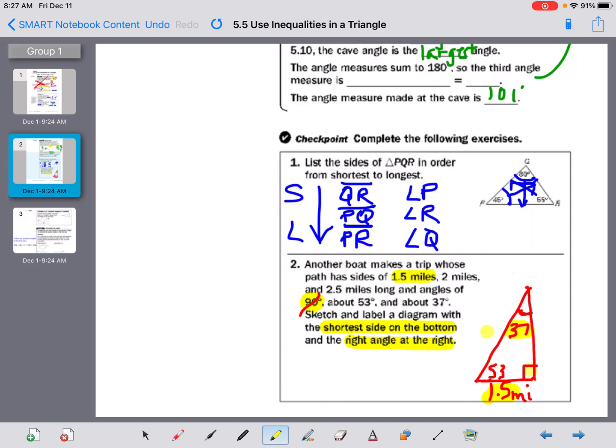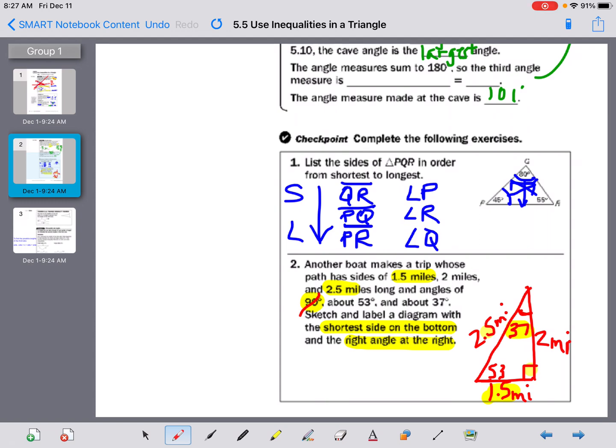Well, I only have 2 and 2.5 left, so I guess 2.5 is my largest, so that's going to go here. And that leaves 2 miles here on the right, okay? I don't need perfect sketches. If you got out a protractor, there's a good chance that angle's not 37, but I followed the main ideas of what they asked me to do, putting the shortest side on the bottom and the right angle at the right. So you follow those directions as best you can as you draw these, okay?